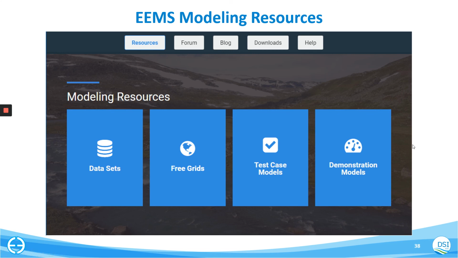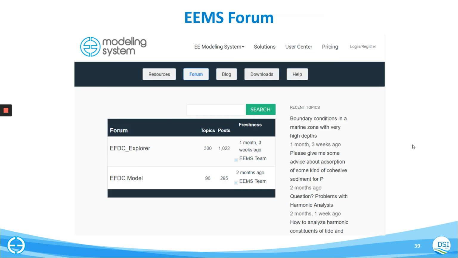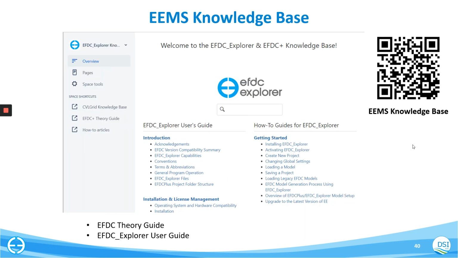You can find existing data sources, data sets, free grids, and some of the models that have been used as test cases to verify EFDC+. You can download some demo models, and you can open them with the demo version of EEMS, which is available for free. You can go to these forums and ask questions, and sometimes our colleagues at DSI will answer. Sometimes other users answer, but we try to answer these questions as soon as possible.